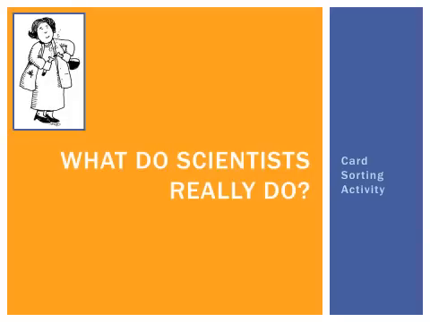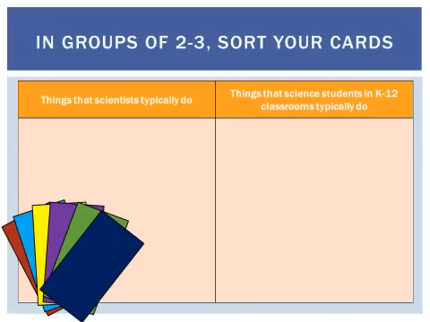Before we get started, let's spend a little time thinking about what scientists do and what science students do in the classroom. With a small group, take the stack of cards and sort them into these two categories: things that scientists typically do, and things that science students in K-12 classrooms typically do. When you're finished, share your sorting results with other groups and compare answers. Discuss any differences you notice from group to group. Press pause as you complete these activities.